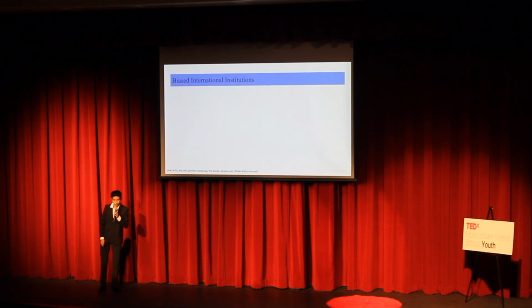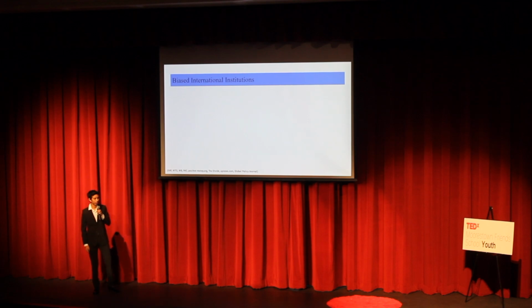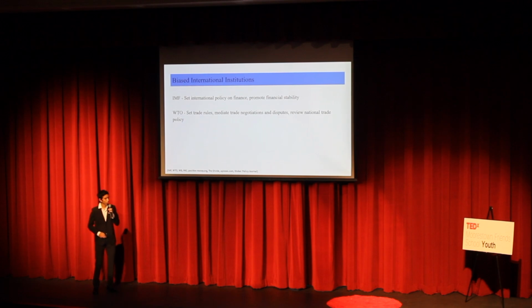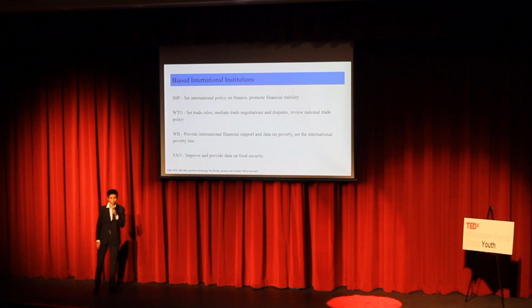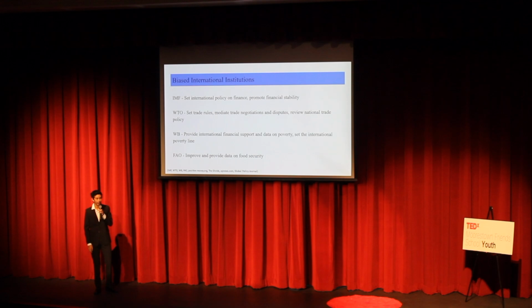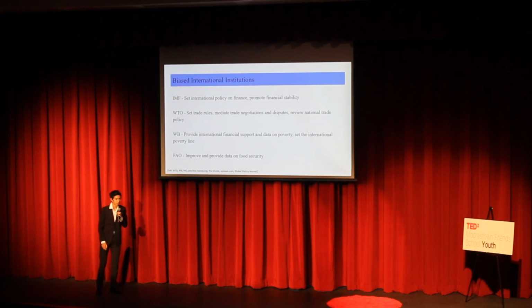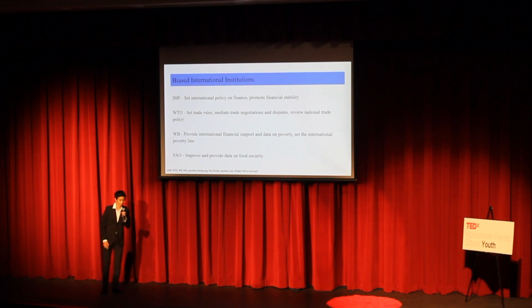In biased international institutions, the primary international institutions I will mention are the International Monetary Fund, the World Trade Organization, the World Bank, and the Food and Agricultural Organization. All of these institutions regulate the international economy as well as international finance and trade laws. They also determine several important statistics such as the international poverty level and how countries are doing on food security.